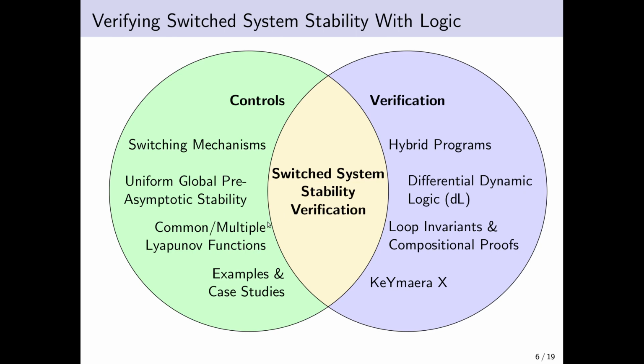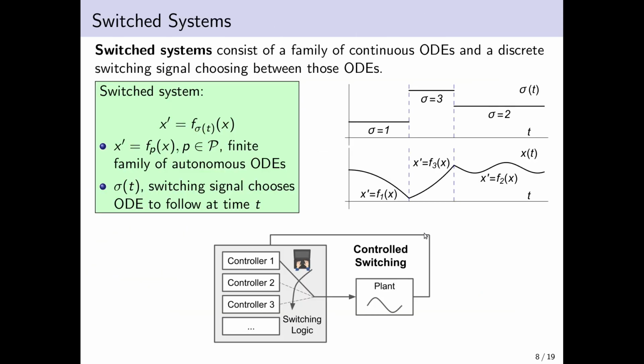And then from controls, we take proof ideas for stability, namely the idea of using common or multiple Lyapunov functions, and we show how to verify those properties for the stability specification using the classical idea of loop invariants from verification. Now, thanks to this formalization, we can take examples and case studies from controls, and we can formally verify them using the KeYmaera X theorem prover for dL. Okay, so let me give you a little bit more technical background.